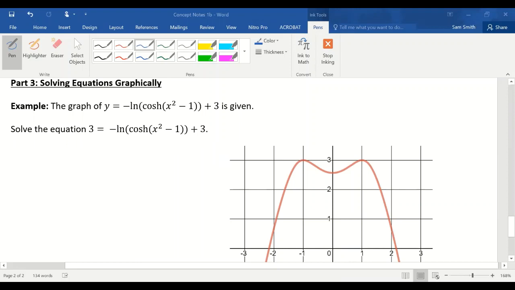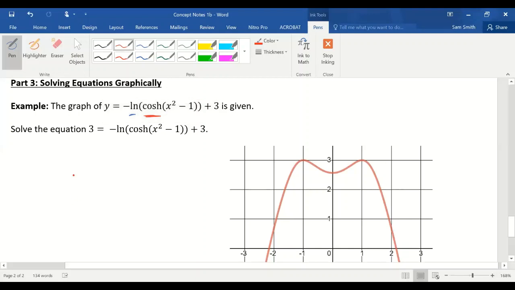So here's our example problem. Someone has given us the graph of this relationship between x and y. y is supposed to be equal to negative natural log of hyperbolic cosine of x squared minus 1 quantity plus 3. Now, this is an intermediate algebra class, and by no means do I expect you to have seen the natural log function before. In fact, this function in the center here, hyperbolic cosine, you typically would not see until your sophomore year of mathematical studies. Nevertheless, we have the power to answer the following question.